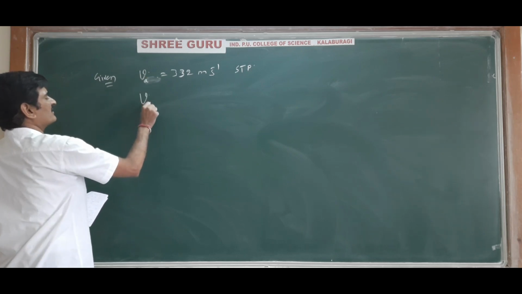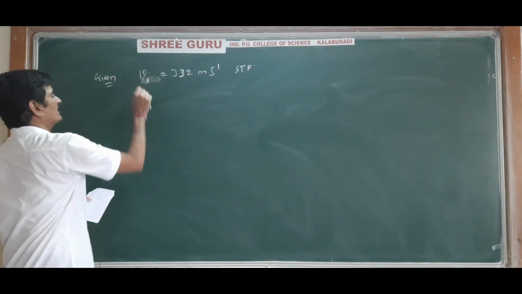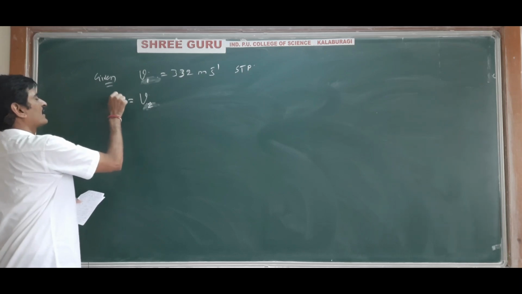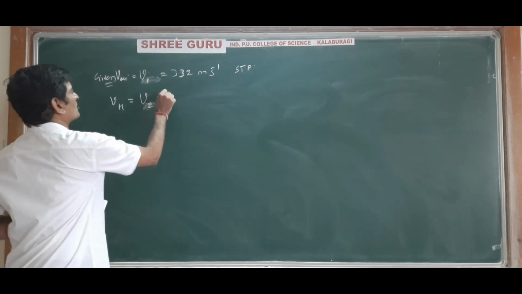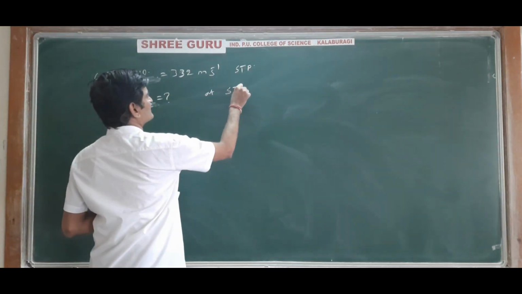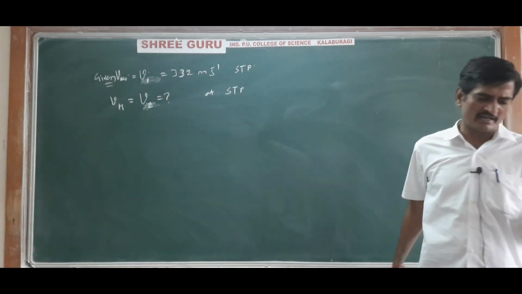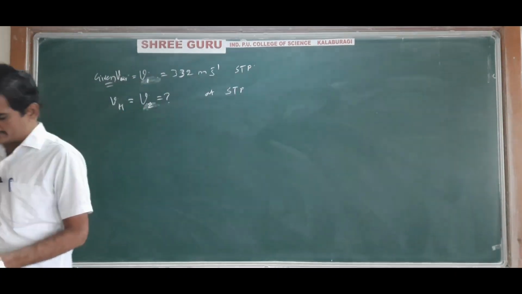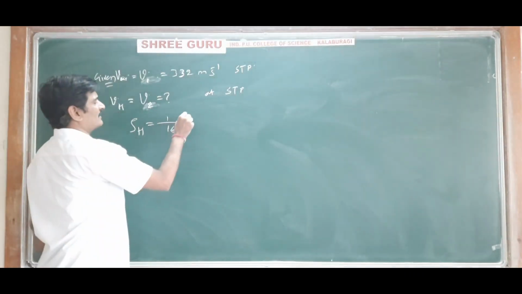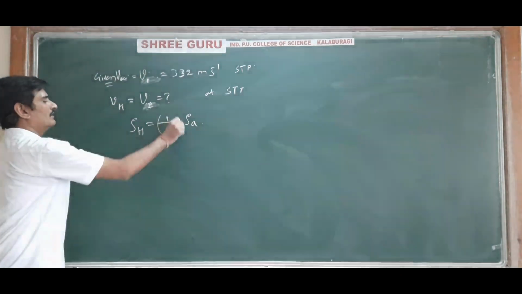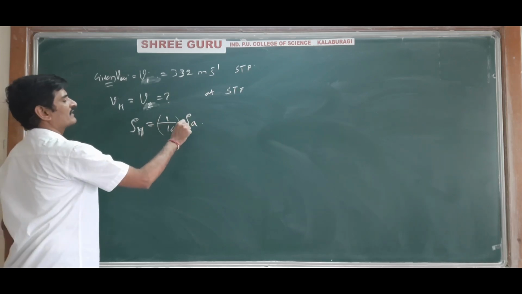I'll write this as V1 and this as V2. V2 is the velocity of sound in hydrogen and V1 is the velocity of sound in air. V2 is equal to question mark, at STP only. They have given that the density of hydrogen at STP, rho H, is equal to 1/16th the density of air.